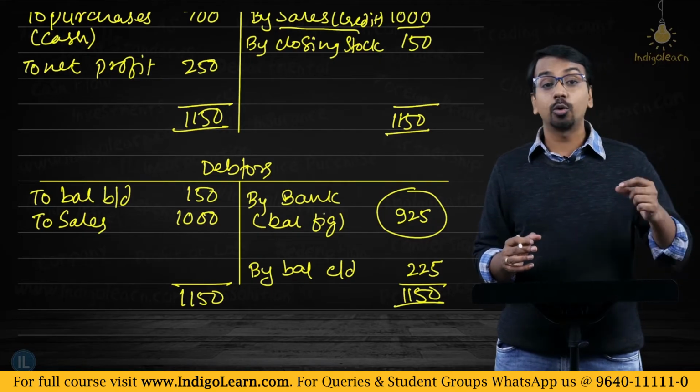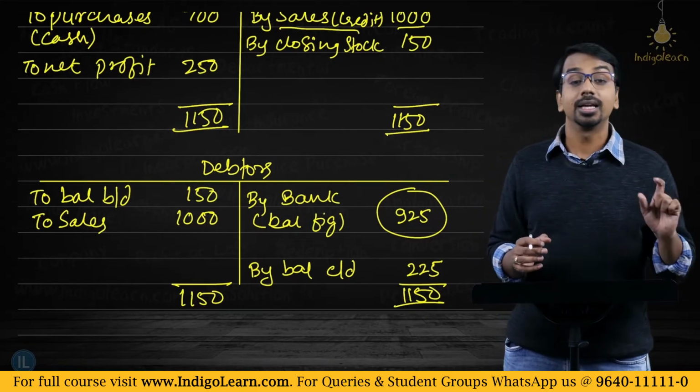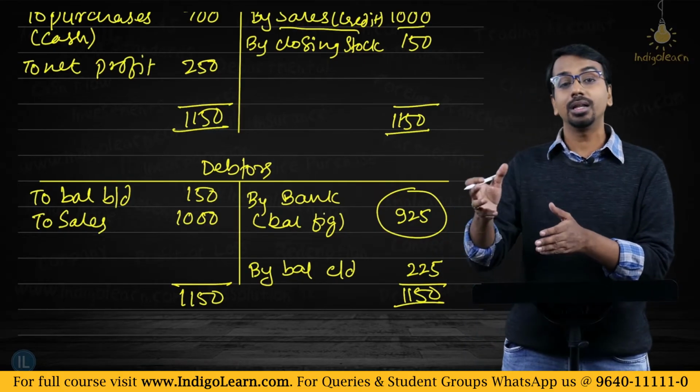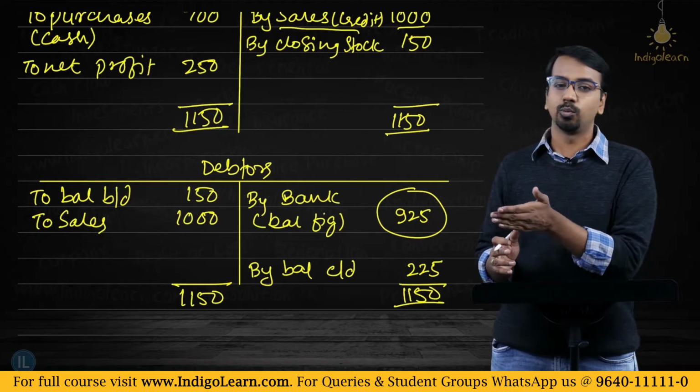Now there could be a scenario where I will write off something as bad debt. If that was the case, then this would not have been 925, it could have been a lesser amount, which we will see as we move further.